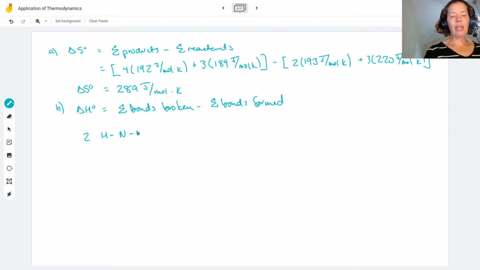Again, just because I'm looking at bonds broken minus bonds formed, I don't have to worry about getting the right shape in. Nitrogen. Let me get my lone pairs in here. I guess really you don't have to have lone pairs, but I just can't let those go. 4 nitrogen molecules. And then we've got 3 waters.